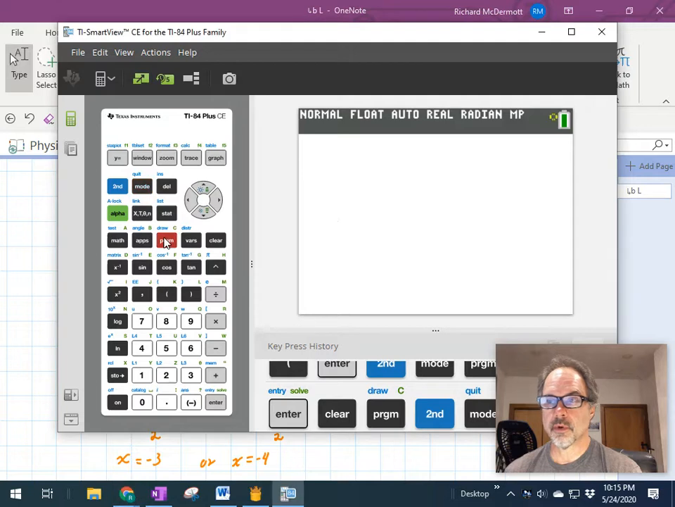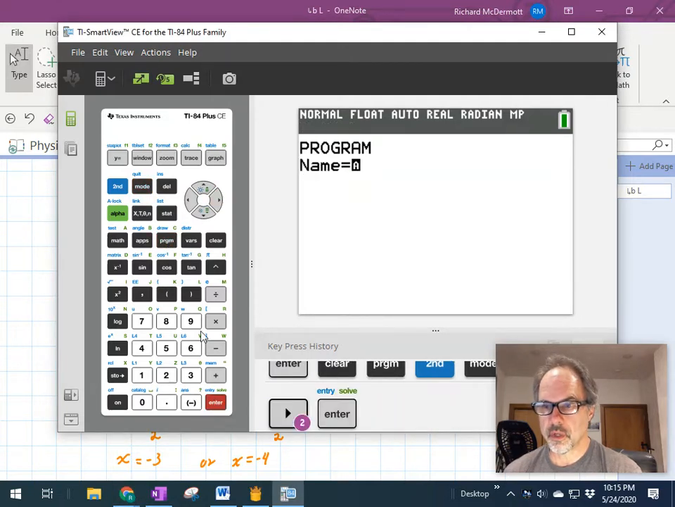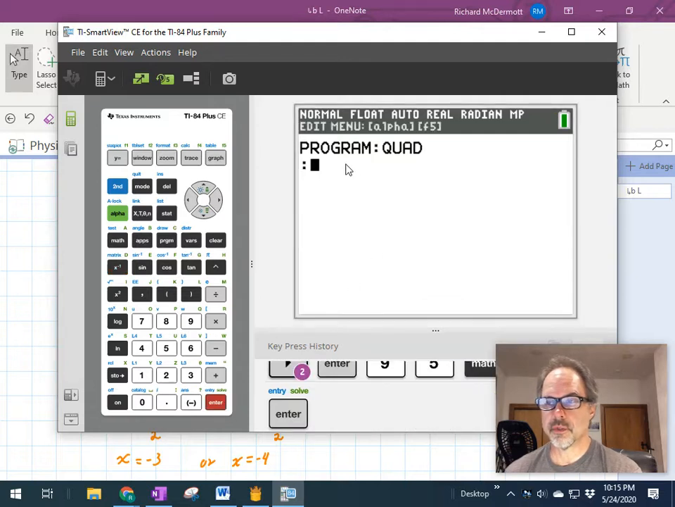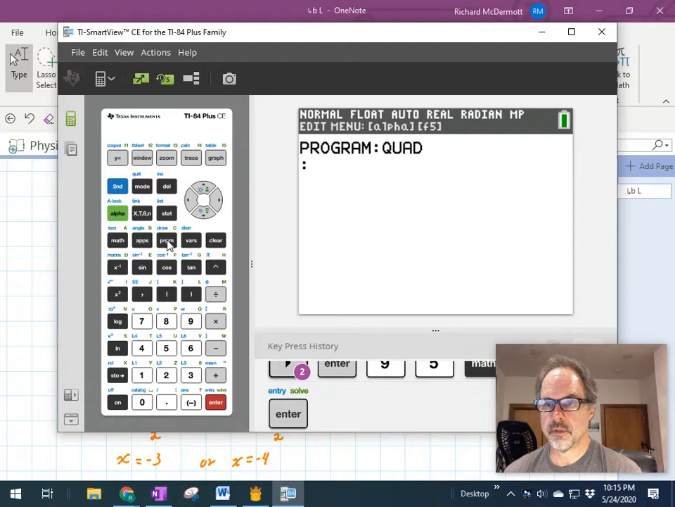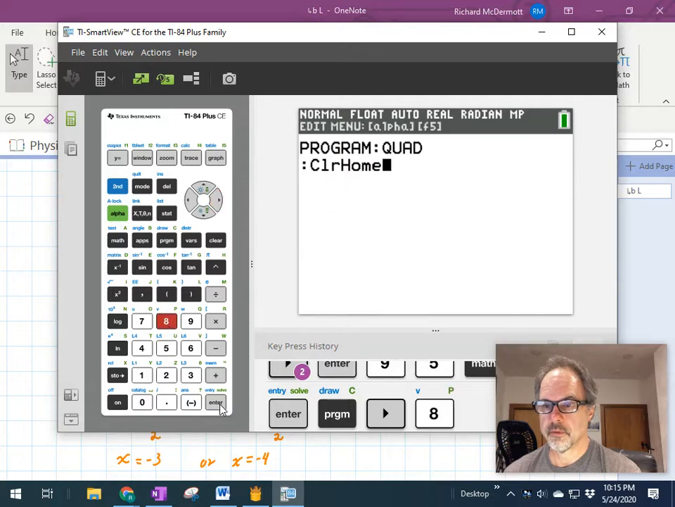So let's go to program. We have a new program that we're creating, and we're going to call this quad, Q U A D, like so. Hit enter, that kicks you into programming mode, and like we always do, we're going to go to program, we're going to go to input and output, and we're going to clear the home screen. Okay, hit enter there. Now I'd like to get A, B, and C from the user.